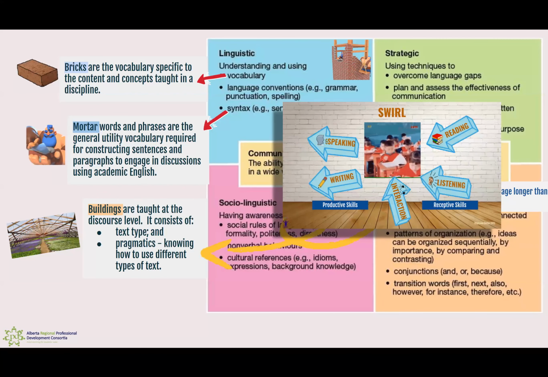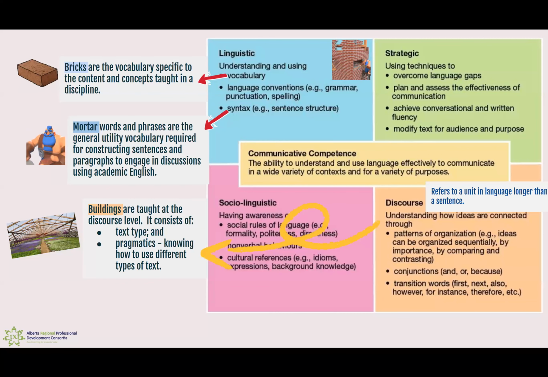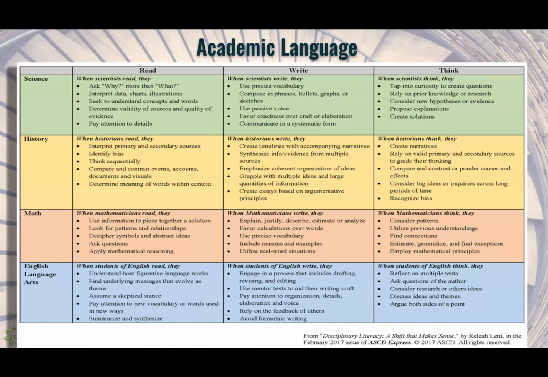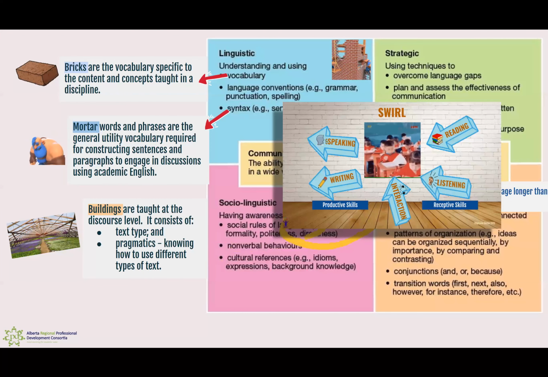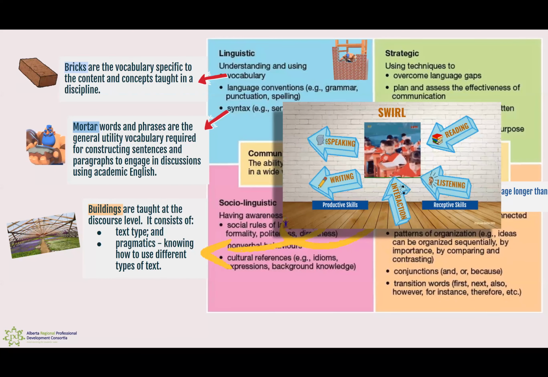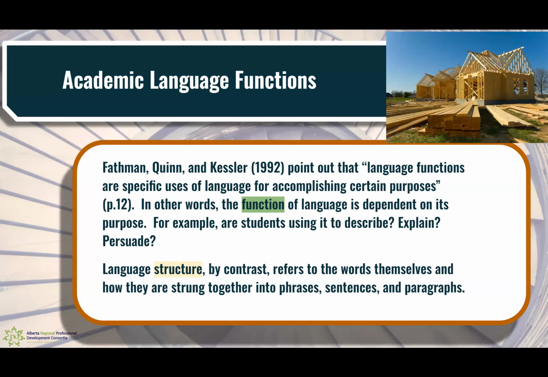And tying that into communicative competence, because we want our students to have that broad ability to understand and use language for a wide variety of contexts and purposes. So when we think about academic language, there's a wide variety of purposes, right? But at the same time, trying to keep that comprehensible. I'm going to spend just a couple of minutes talking about academic language functions and those purposes of language, and tying it into communicative competence.